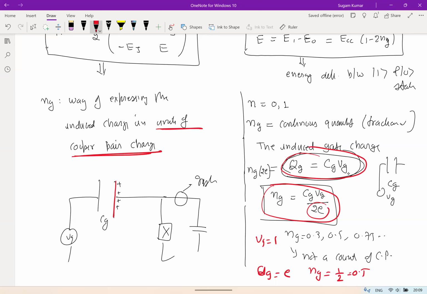But it's not a Cooper pair actually. It's not really a half Cooper pair. So keep in mind this Ng is not a Cooper pair. This is just an induced charge which is expressed in units of Cooper pair charge, and this number can be anything. Please keep in mind this N is the number of excess Cooper pairs, but this Ng is simply a gate induced charge. This can be fractional.